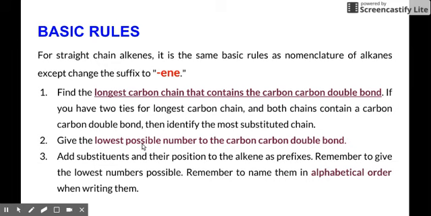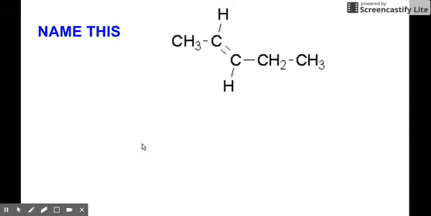But in this case, the parent alkene should already have a number or numbers that will indicate the location of your double bond. So in this video, I'm going to show some more examples that will enlighten us further so that we can master the naming of the alkenes. So the first one is this.